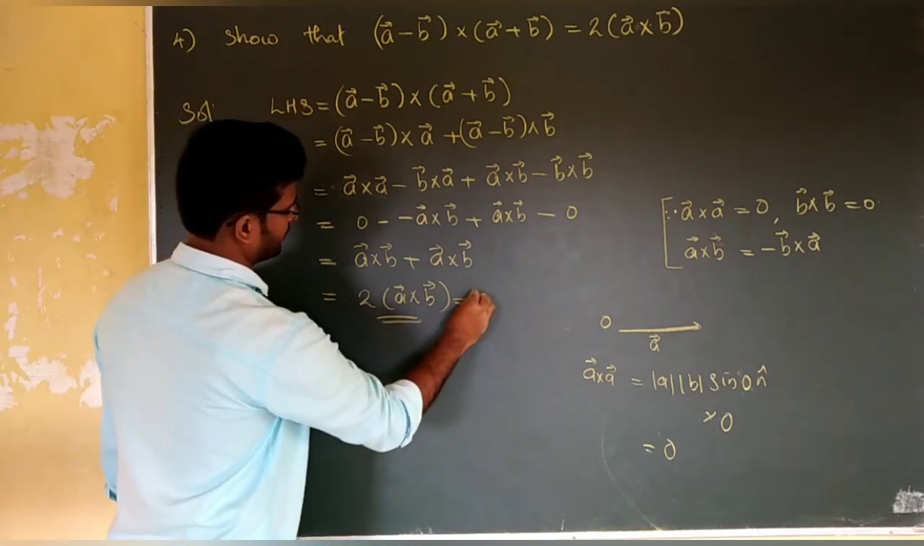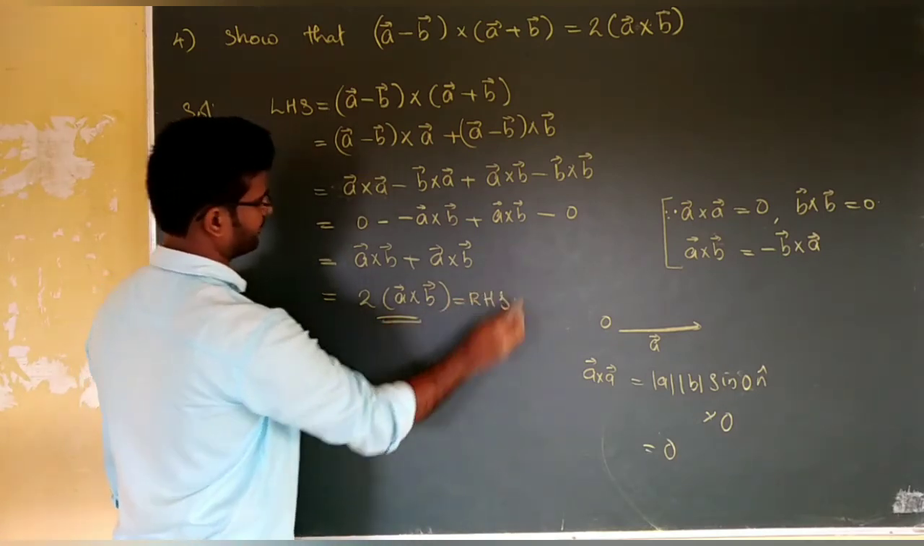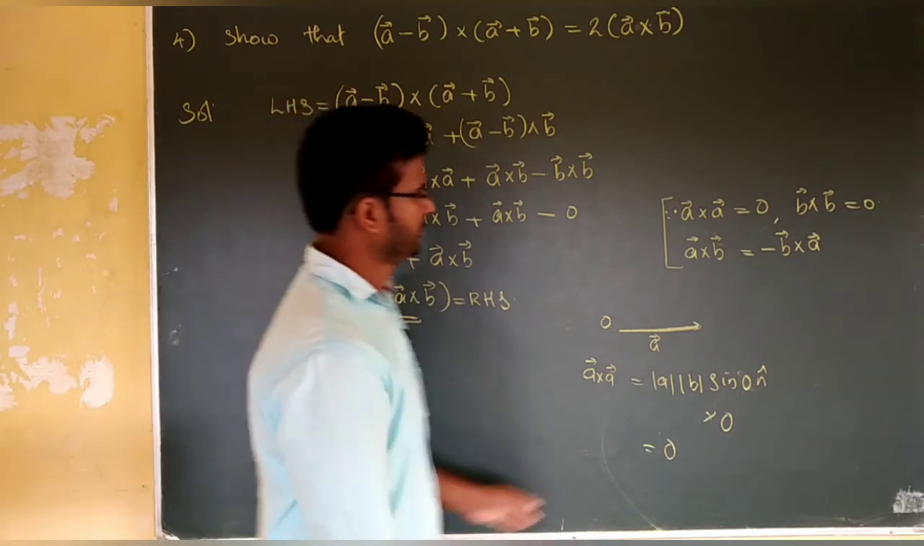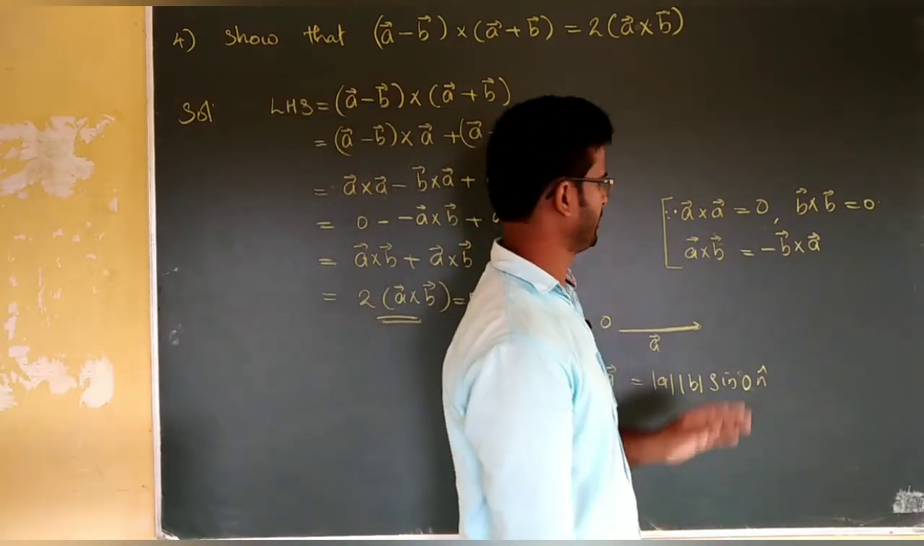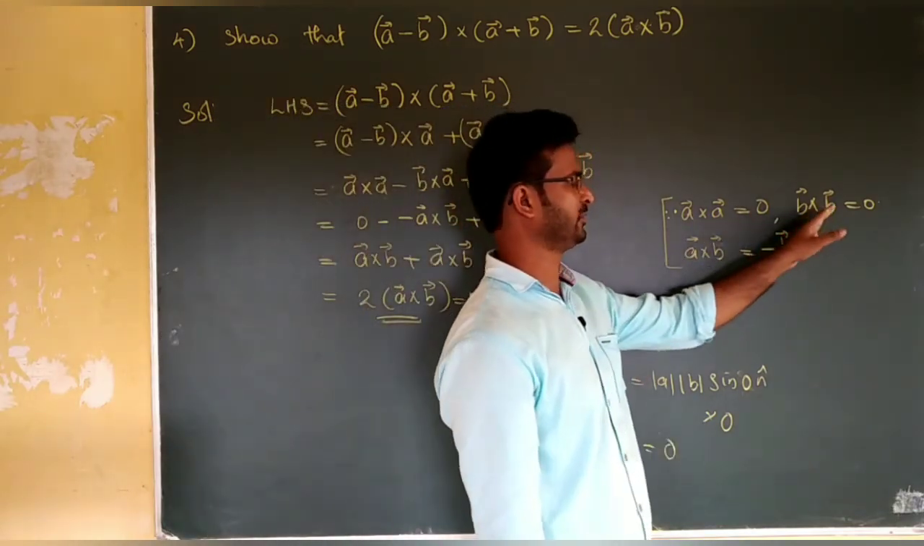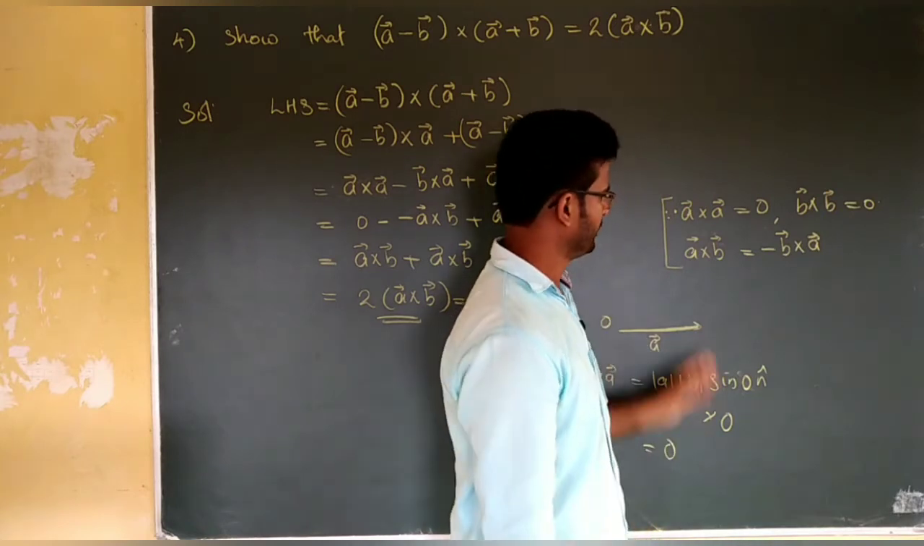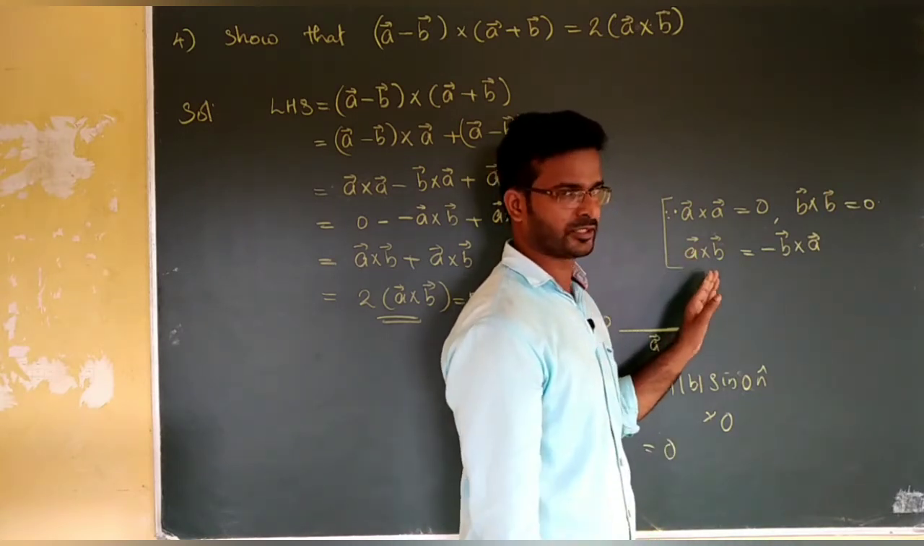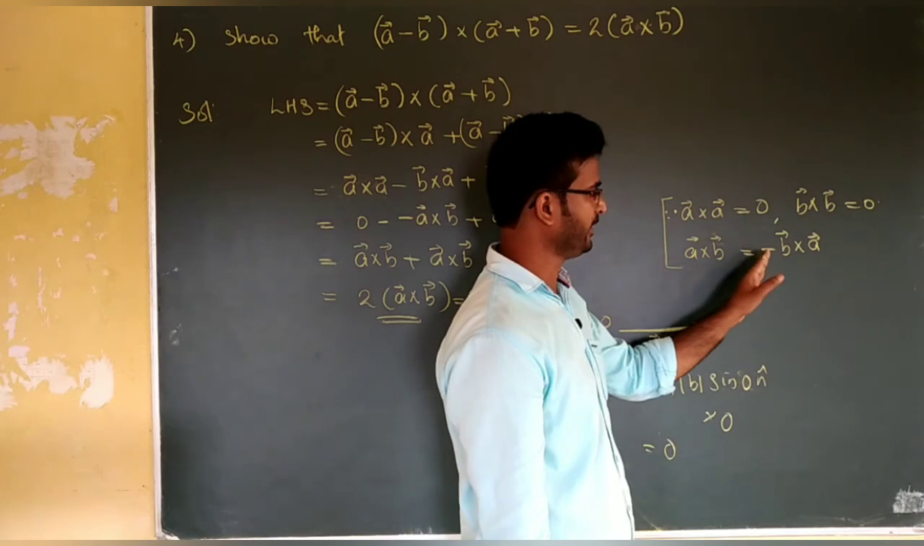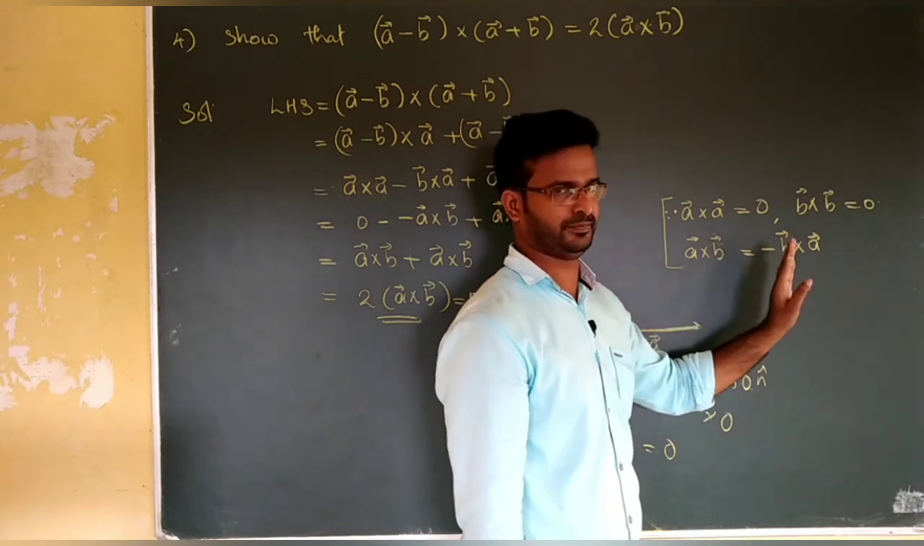These are our RHS. These two things, how to understand: A cross A equal to 0, B cross B equal to 0. Then cross product is not commutative, so A cross B we can write as minus B cross A only.